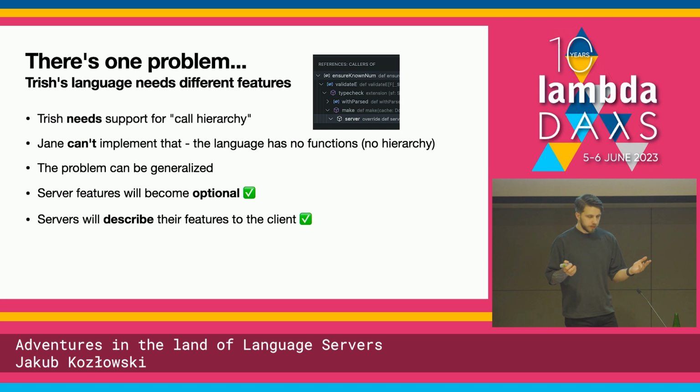So that is a general problem. There are so many more features that make sense in some languages and not in others. And for this reason, they decide to make server features optional. So when the server starts, it will describe what it can do to the client, and the client will be able to take some actions based on this. For example, in Jane's language, which does not support a call hierarchy, the extension will just not show the option to open the call hierarchy.